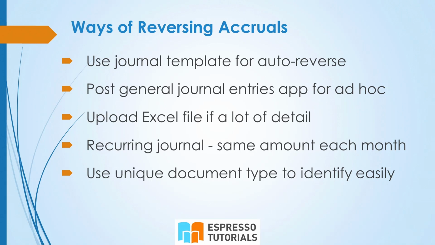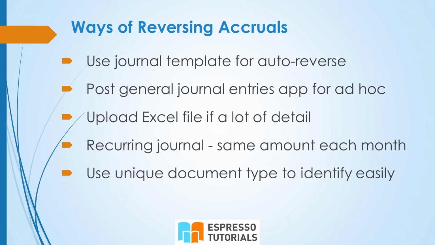If you want to reverse everything automatically at the end of the period, you can use the reversing journal template covered in section 5 to enter the accruals. You can also use the standard Post General Journal Entries app for ad hoc entries, or if there's a lot of detail, you might want to use the Excel upload.